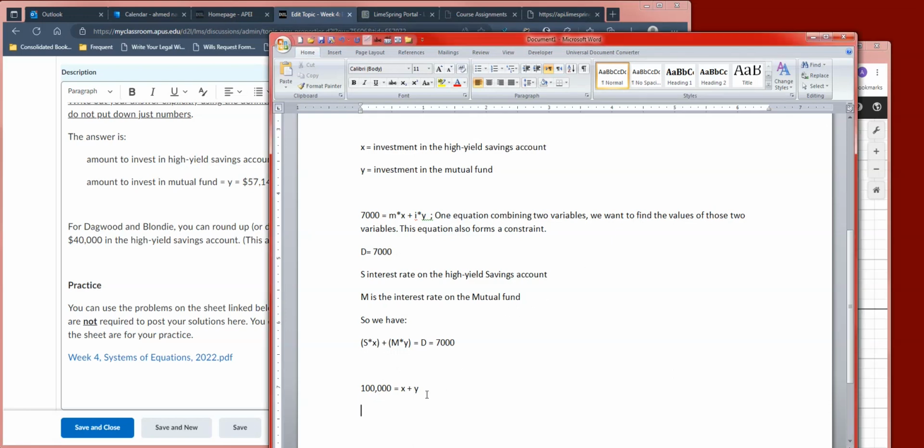Okay, so now we have the two constraint equations. This is one, and this is the second one, which is using our notation, n equals x plus y, right? So this was equation one, constraint one. And this is equation two.